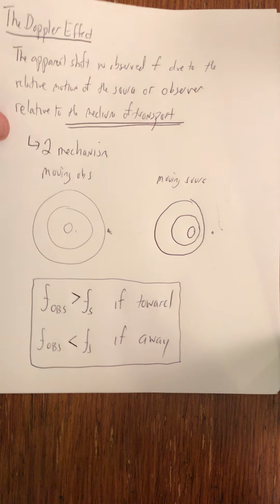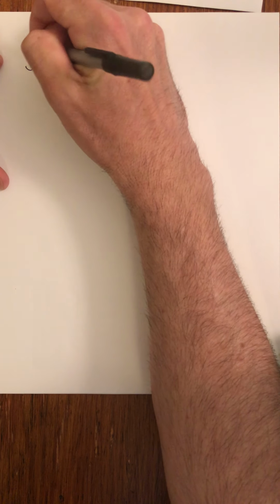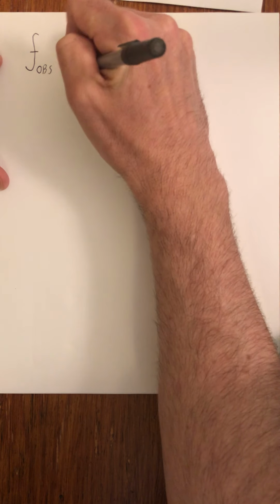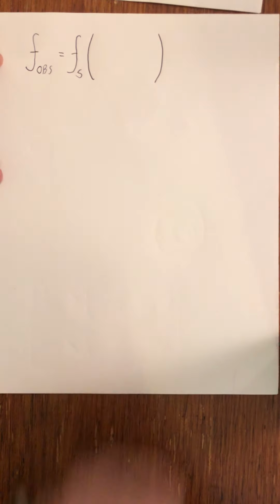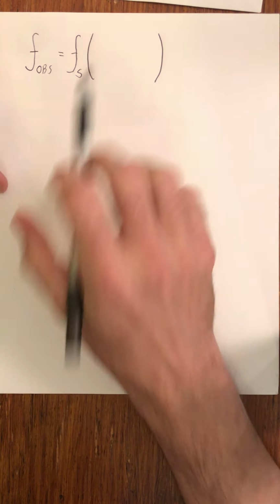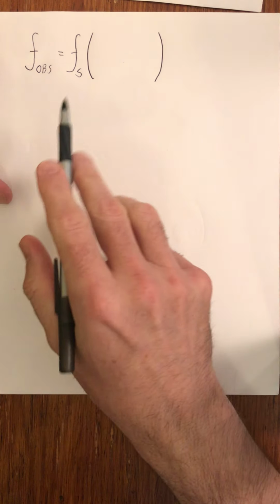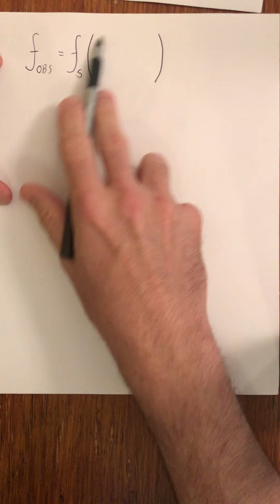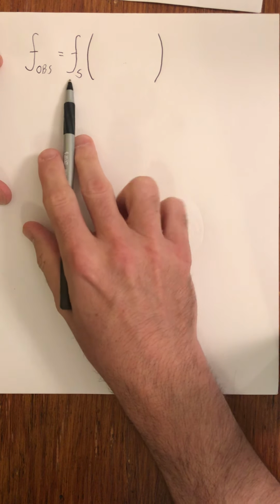So here we go. What is the equation? Well, let's just start out with a simple structure of the equation. Frequency observed is equal to the frequency of the source times a factor, right? I'm going to fill in what this factor is, and this is the complicated bit, in just a second. But let's think about this. If this factor is some number, it's multiplied by the frequency of the source.